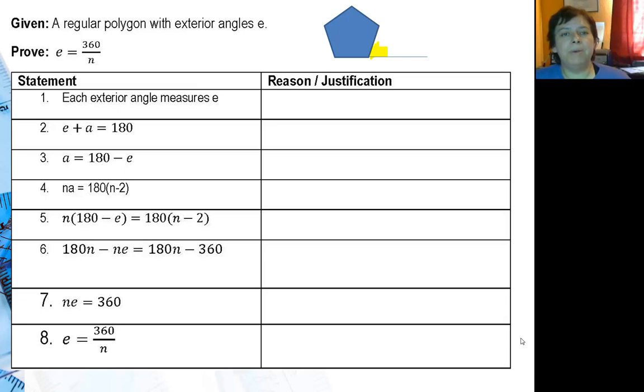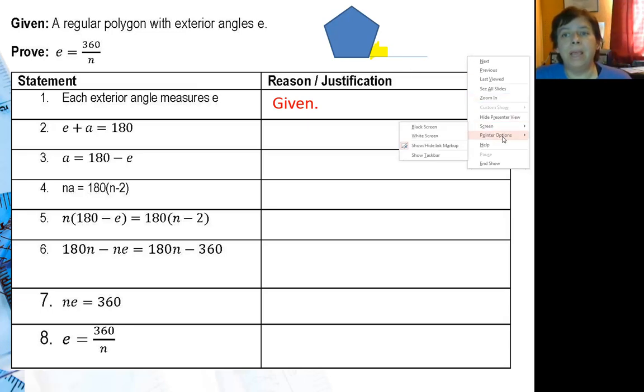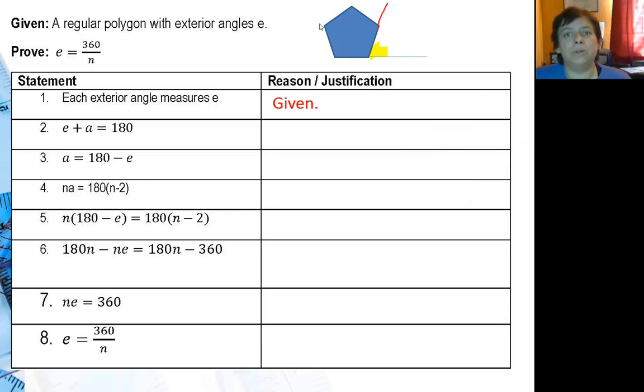So the first statement we're making is that each of the exterior angles measures E. That's given. So I said they're all going to be the same. So if I went ahead and drew other lines to show exterior angles, all these angles will be the same measure. All right? Now, they also make a linear pair with the interior angle that's inside of the polygon. So I can say that when I add the two, they're 180, and that's the linear pair theorem.